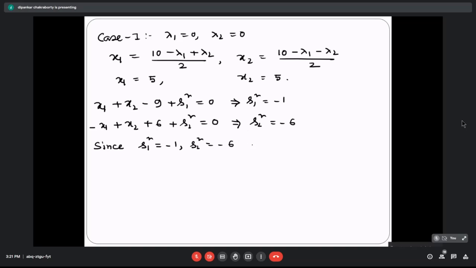So this solution is infeasible. Infeasible. Case 2.